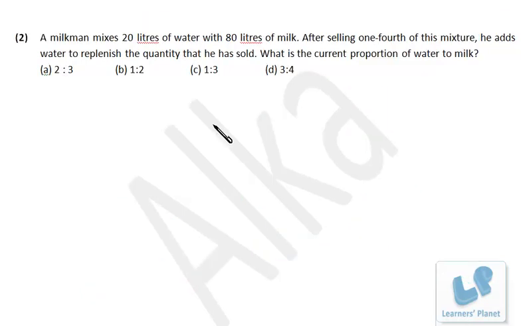Now let's take this question, a very simple problem based on ratio and proportion. A milkman mixes 20 liters of water, and this is milk. So 20 liters of water with 80 liters of milk. After selling 1/4 of this mixture, he adds. Now 1/4 is sold, so after that he is left with 15 liters of water and 60 liters of milk.